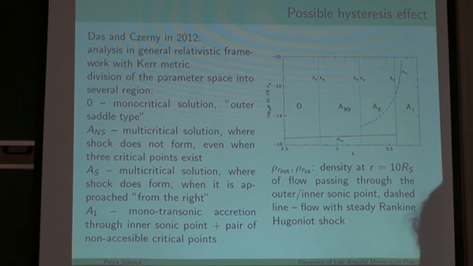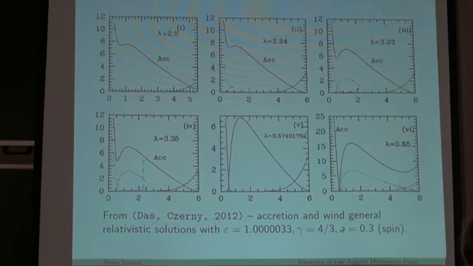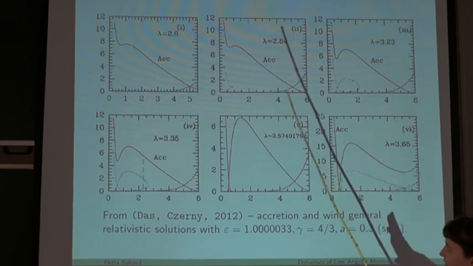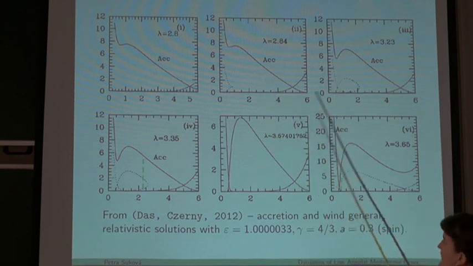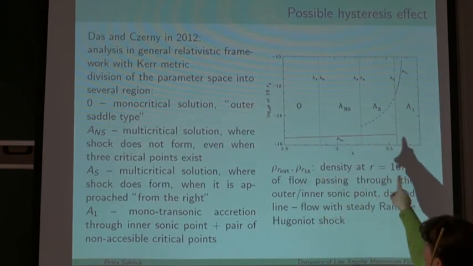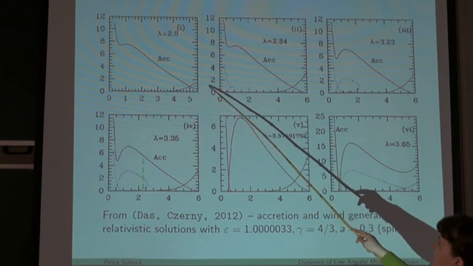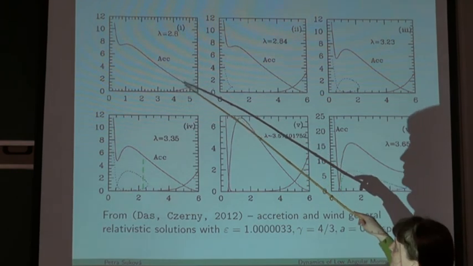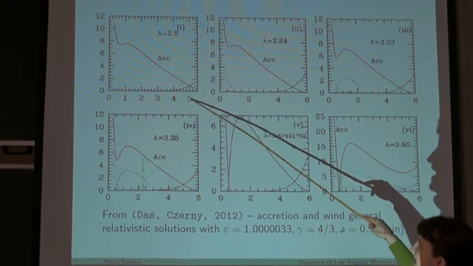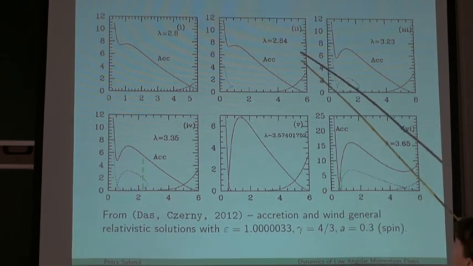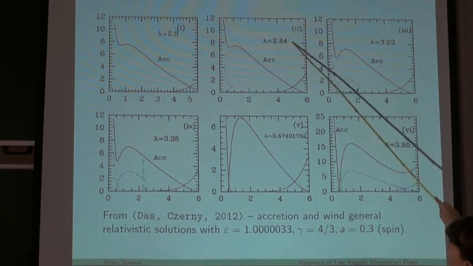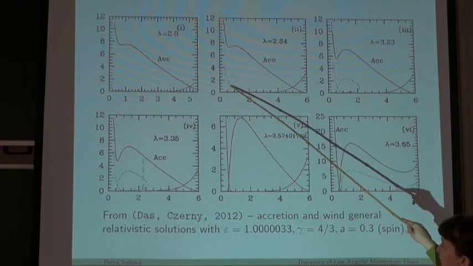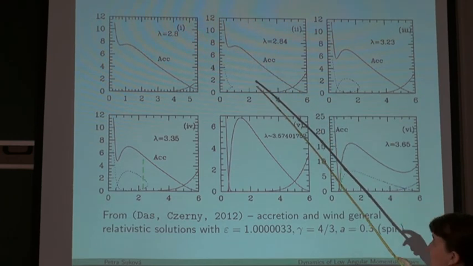Okay, so I will show you the picture. So this is the picture of how the solution looks like for this region. There is a solution when only one critical point exists, and the solution goes through this sonic point, and it's the outer one because it's far away from the black hole. Here is the angular momentum when the two more critical points form, but the shock cannot form here.